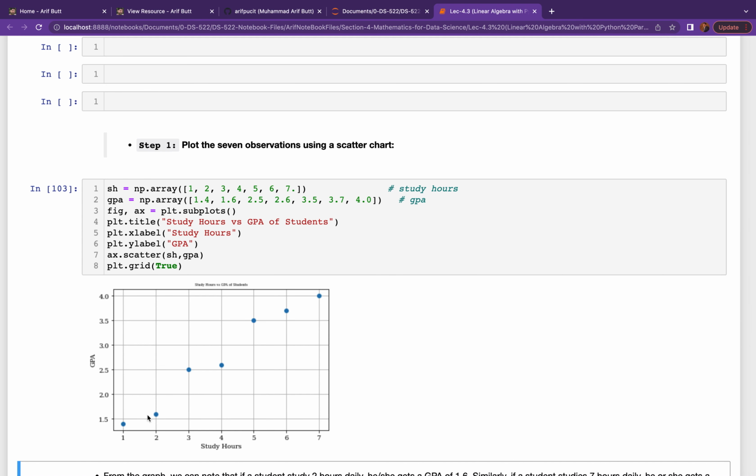And if a student studies for, let's suppose, 7 hours daily, the GPA is 4. So there exists a positive relationship. However, we cannot predict the GPA if a student studies for, let's say, 1.5 hours. So what will be the GPA?